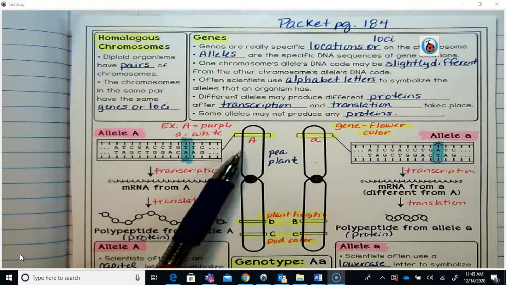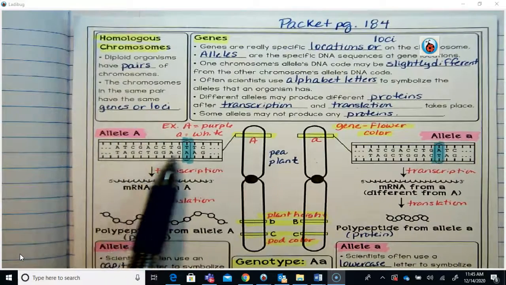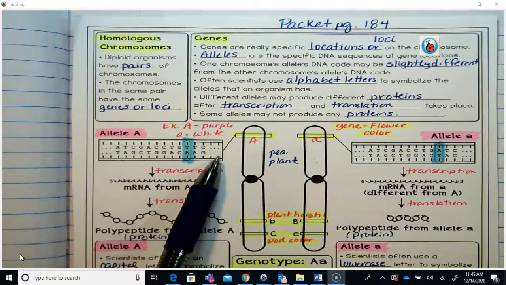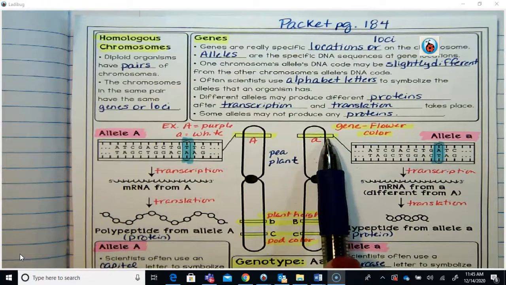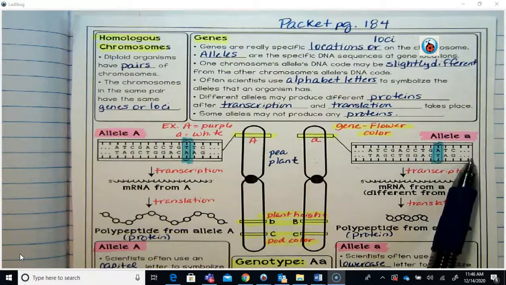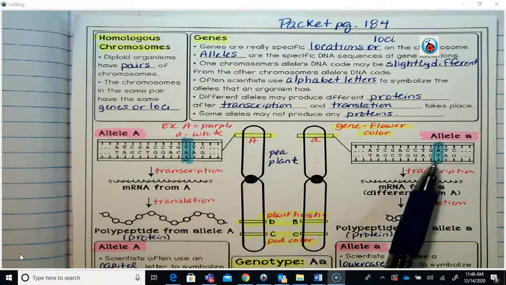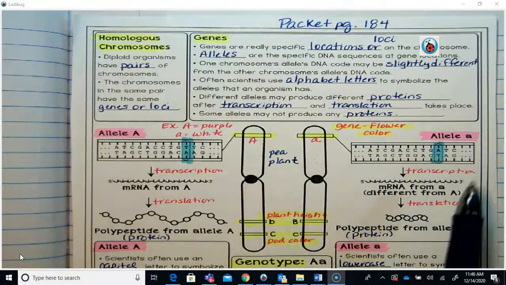So here on this chromosome, we have the big A allele, and here is the DNA sequence for coding for that allele. Over here on the homologous chromosome, we have the little a allele. Here is the DNA sequence, and it is slightly different. I highlighted in blue the difference from the big A allele.